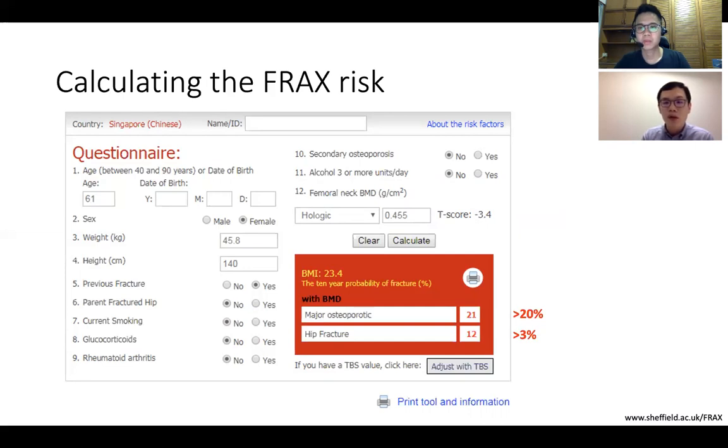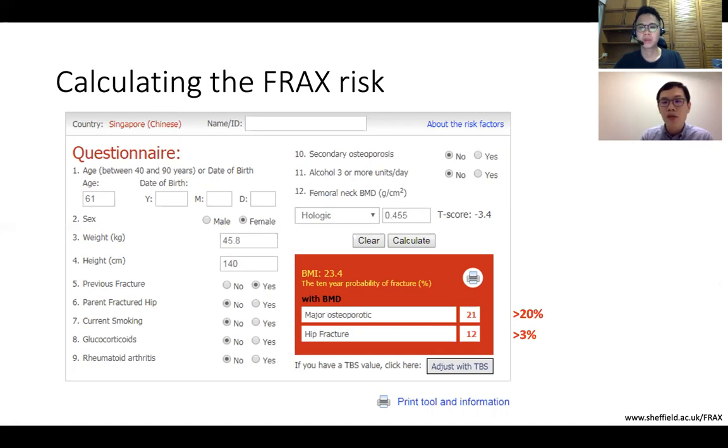But I think in the years to come, there might be amendment of the guidelines to have more age-specific cutoffs. So maybe younger patients, we want to start treatment at lower risk cutoffs compared to older patients and so on. So the FRAX can be done without the BMD score. You can actually key in all the risk factors and not key in the femoral neck BMD, and it will also give you a risk. So you can actually do it in the ward without doing a bone mineral density.